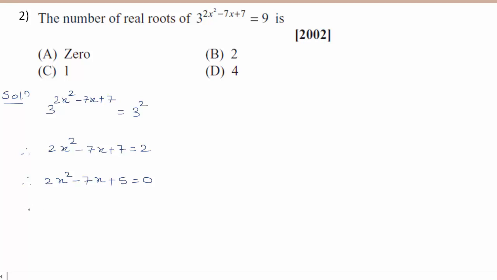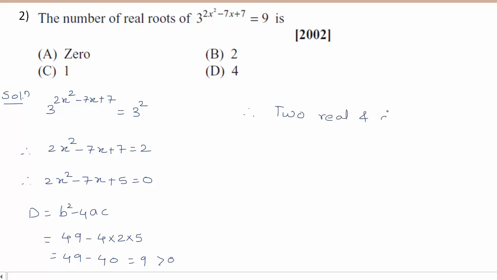For this quadratic equation, let's find out the discriminant D, that is b square minus 4ac. This is 49 minus 4 times 2 into 5. This is 49 minus 40, which is 9. So the discriminant of this quadratic equation is greater than 0. So the quadratic equation has two real and distinct roots, right? So the correct answer is option B.